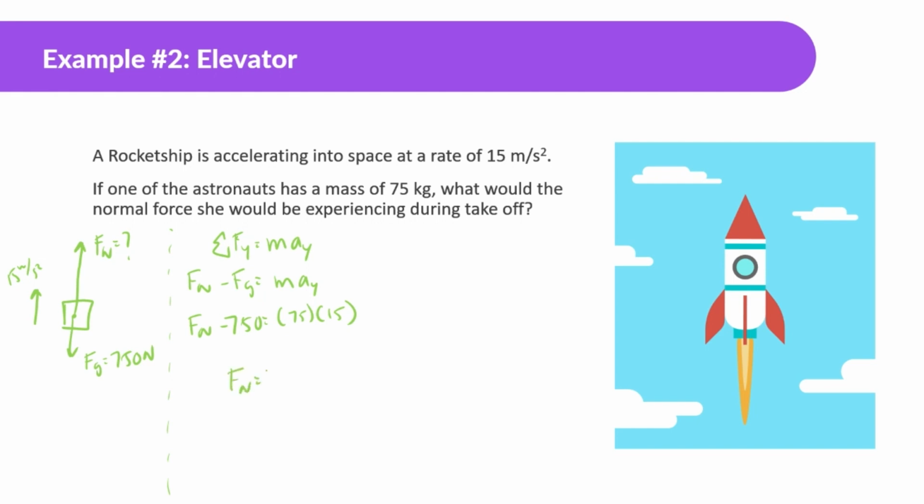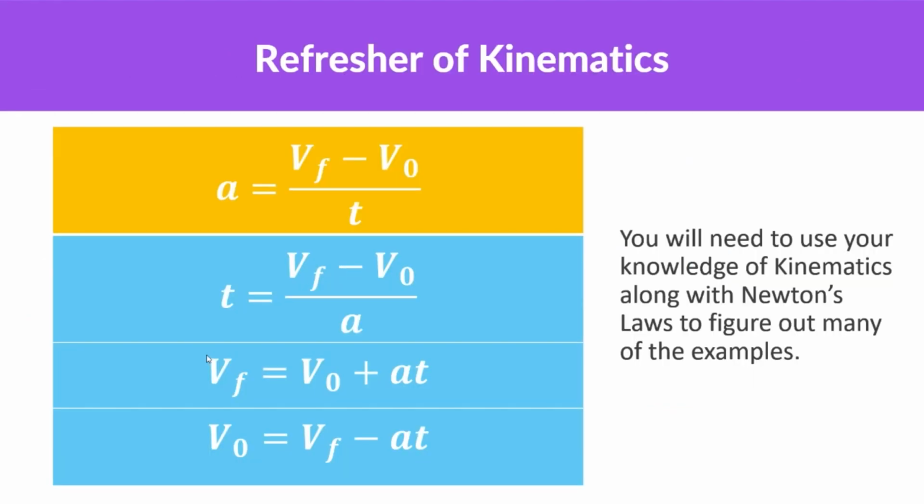I'm going to put this into my calculator. 75 times 15. And then I'm going to put 750 to the other side, so plus 750. And it's going to be 1875 newtons. Okay, hope that makes sense.